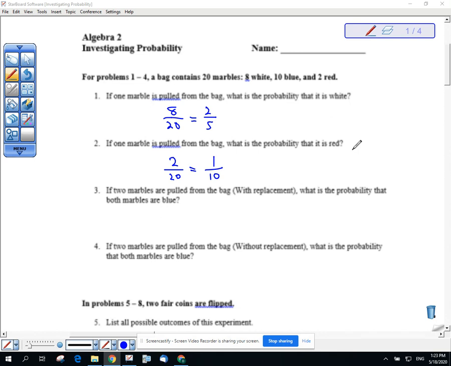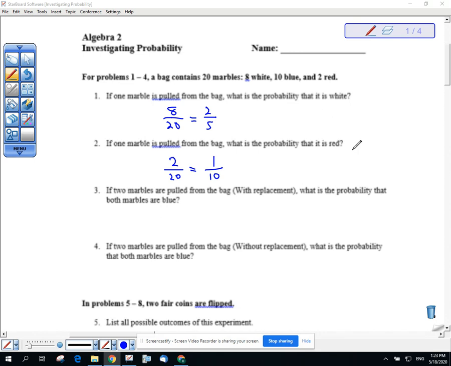This is going to incorporate some things that you already know about probability and some things that were in section 12.2. The directions for 1 through 4 say that a bag contains 20 marbles, 8 are white, 10 are blue, and 2 are red. If 1 marble is pulled from the bag, what's the probability that it is white? That's a simple calculation of just 8 out of 20. If you're going to give an answer as a fraction, you should reduce that fraction. So 2/5 would be the correct answer.